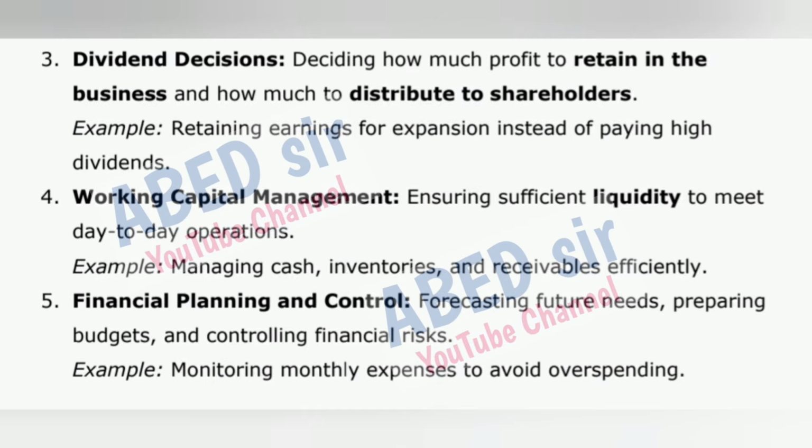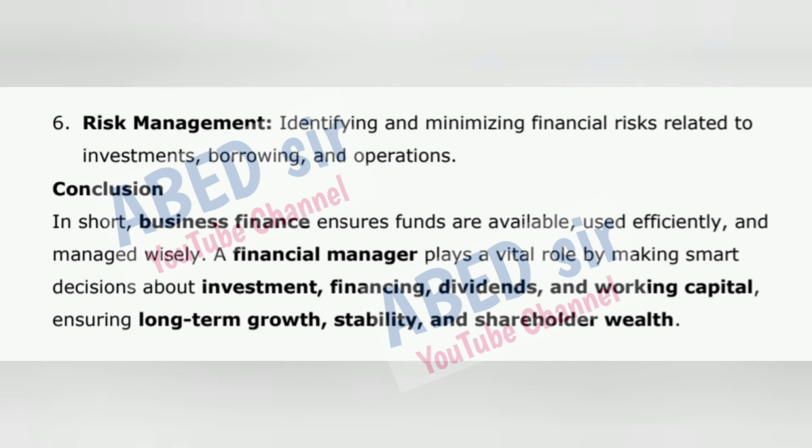5. Financial planning and control, forecasting future needs, preparing budgets, and controlling financial risks. Example, monitoring monthly expenses to avoid overspending. 6. Risk management, identifying and minimizing financial risks related to investments, borrowing, and operations.